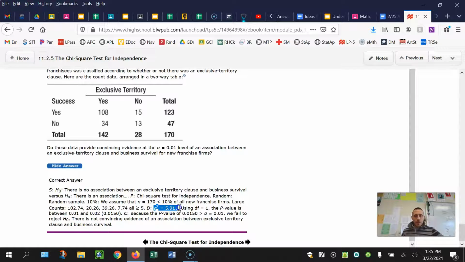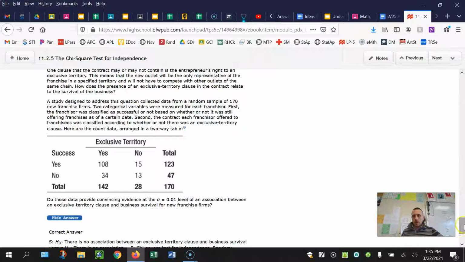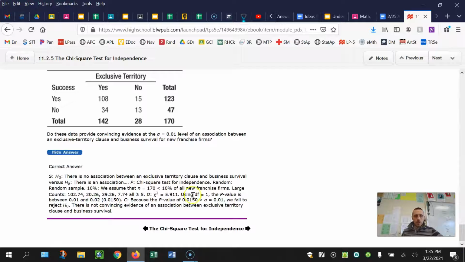Your test statistic is 5.911, and your degrees of freedom are 1: 2 rows minus 1, times 2 columns minus 1, is 1. And your p-value ends up pretty small, 0.015. But the significance level is only 1%. So we're actually over that. We're going to fail to reject the null, and we do not have convincing evidence of an association here.